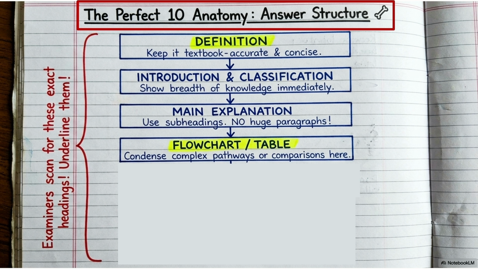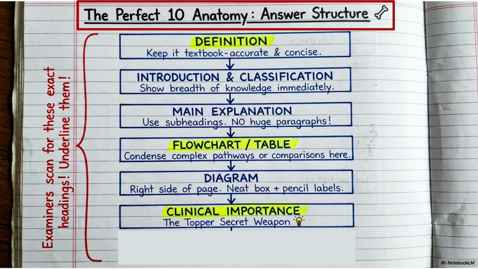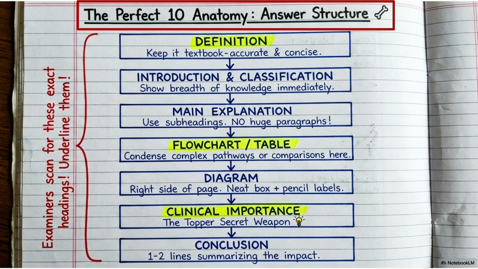Flowchart and tables. Use them to contain complex pathways or comparisons here. Then the diagram should be on the right side of the page in a neat box, labeled with pencil. Then clinical importance, the topper's secret weapon. And lastly the conclusion, one or two lines summarizing the impact. If you follow this structure consistently, your answer immediately looks more organized and examiner friendly. Now let's revise the entire chapter under 5 minutes.